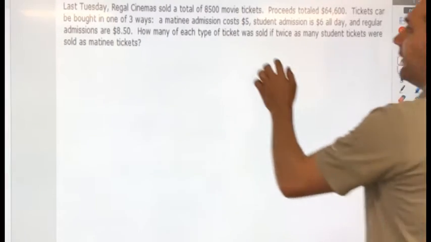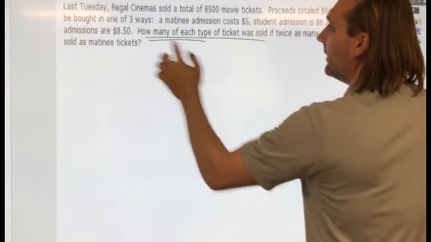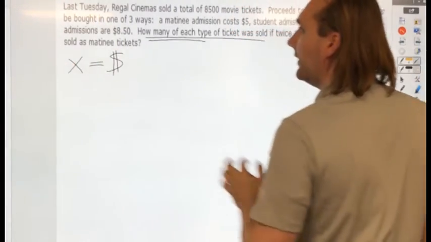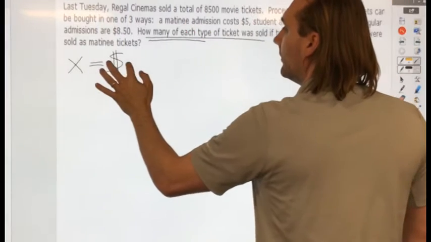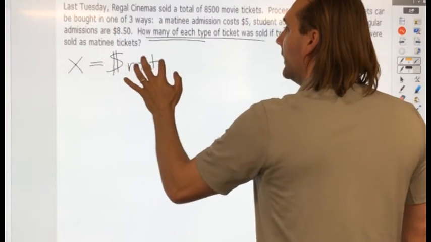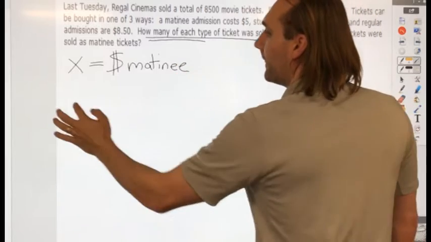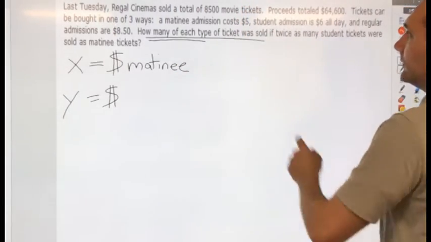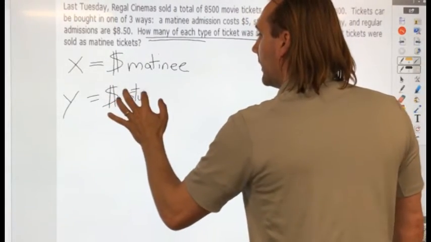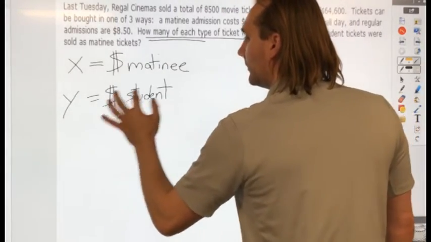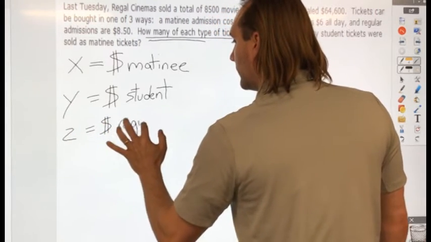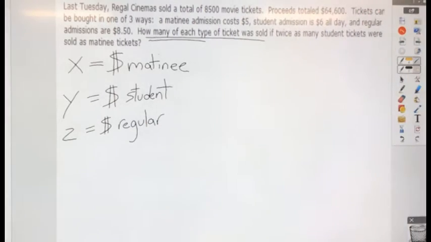So let's first identify what we are looking for. How many of each type? So X is the number of matinee tickets. There's also what other type of ticket? Student. And then what's the third type of ticket? Regular. So Z is the number of regular tickets. All right, let's use those variables. Where do you see your first equation here?